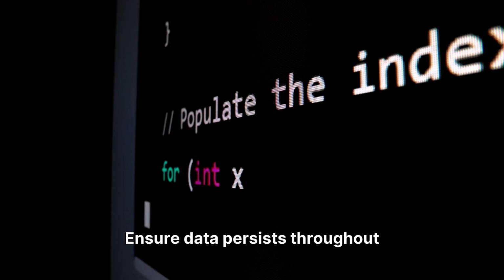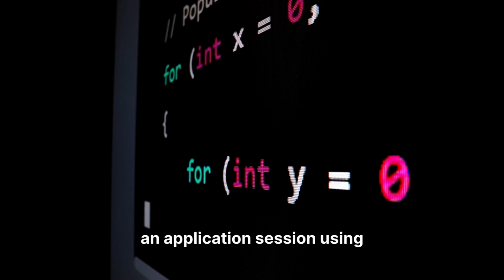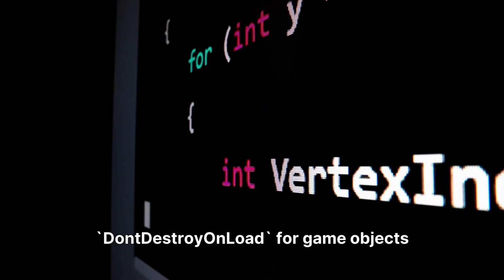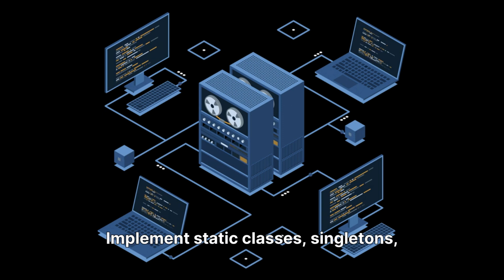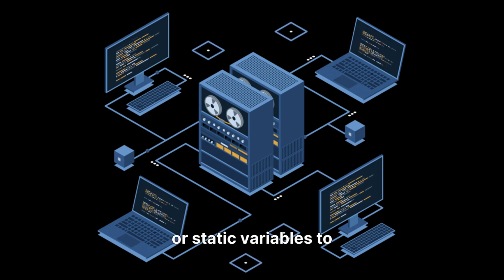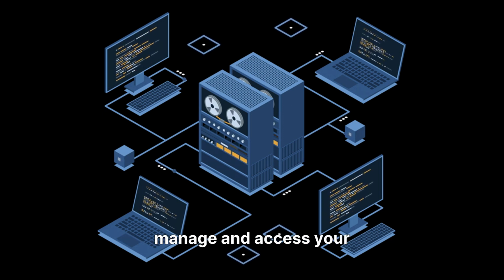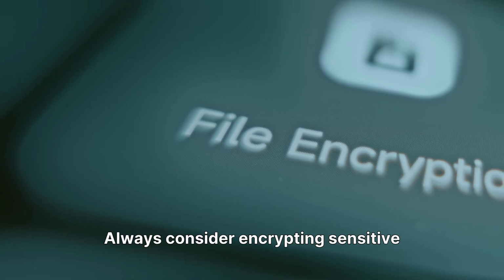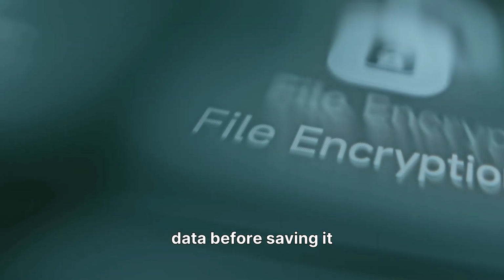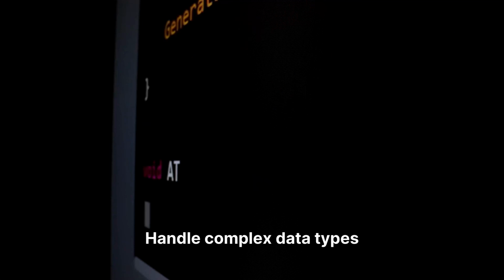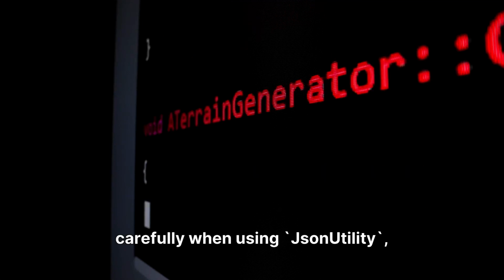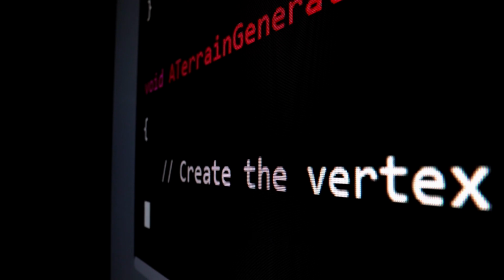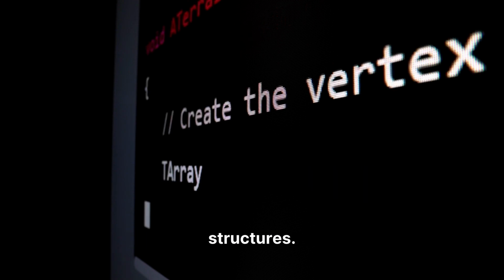Ensure data persists throughout an application session using DontDestroyOnLoad for game objects that hold your data. Implement static classes, singletons, or static variables to manage and access your persistent data consistently across your game. Always consider encrypting sensitive data or saving it to protect user information and game integrity. Handle complex data types carefully when using JsonUtility, as it might require custom converters for intricate structures.